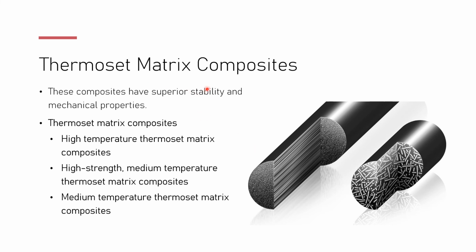Alright, so thermoset matrix composites. So these composites have a superior stability and mechanical property. So thermoset matrix composites are these things. Okay, I already show you they have a different temperature. Again, temperature. Okay, control for thermoset. Why? Because these composites, they have superior stability and mechanical properties. Okay, how strong they look at that.